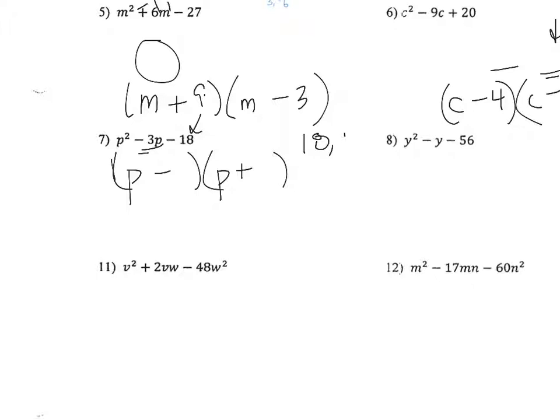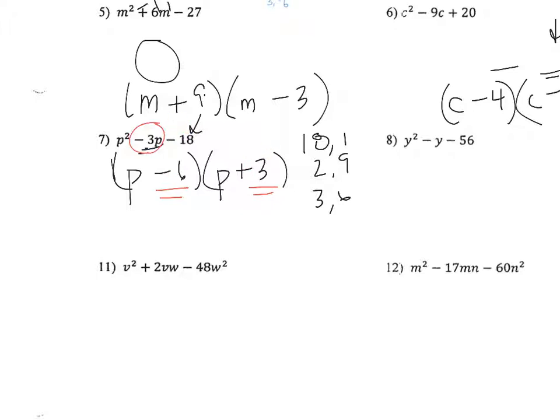So I do 2 and 9. That won't give me negative 3. I need to do 3 times 6. So in order to get 3 and 6, the 6 must be negative and the 3 must be positive because negative 6 plus 3 equals negative 3. Negative 6 times 3 equals negative 18.